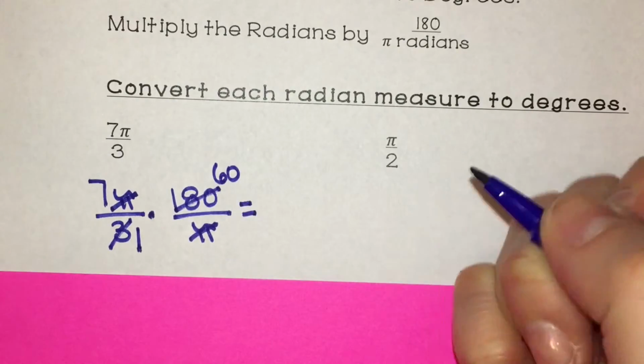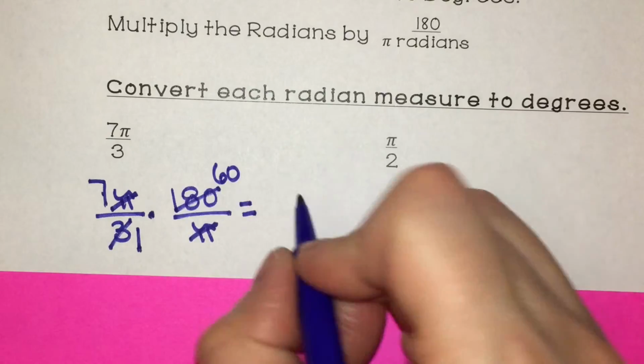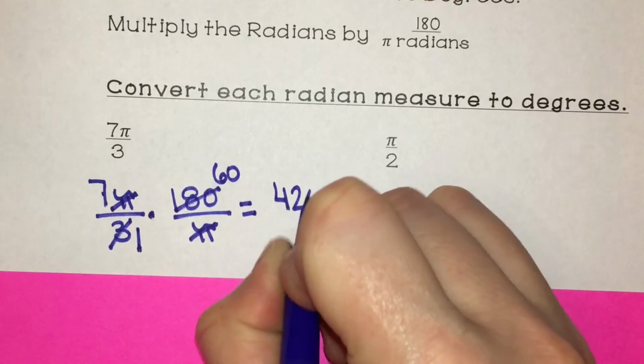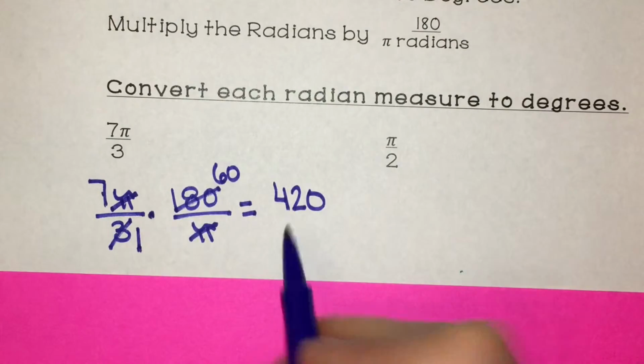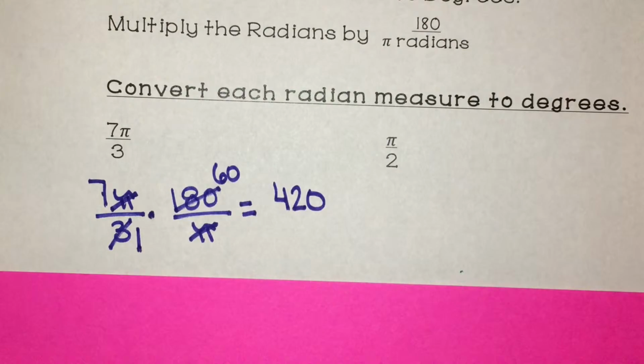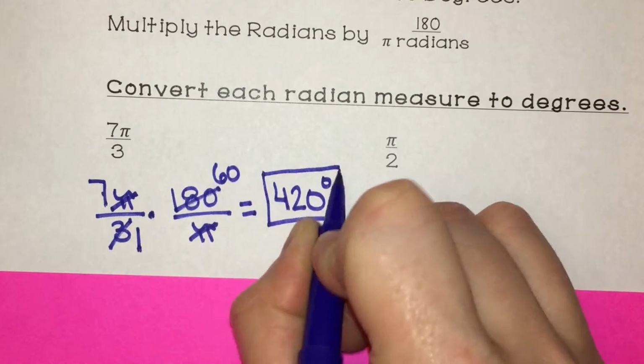So I'm going to multiply straight across. I have 7 times 60 is 420. And on bottom I would have just 1. And 420 over 1 is just 420. So this is converted to degrees. Make sure you don't forget your degrees. 420 degrees.